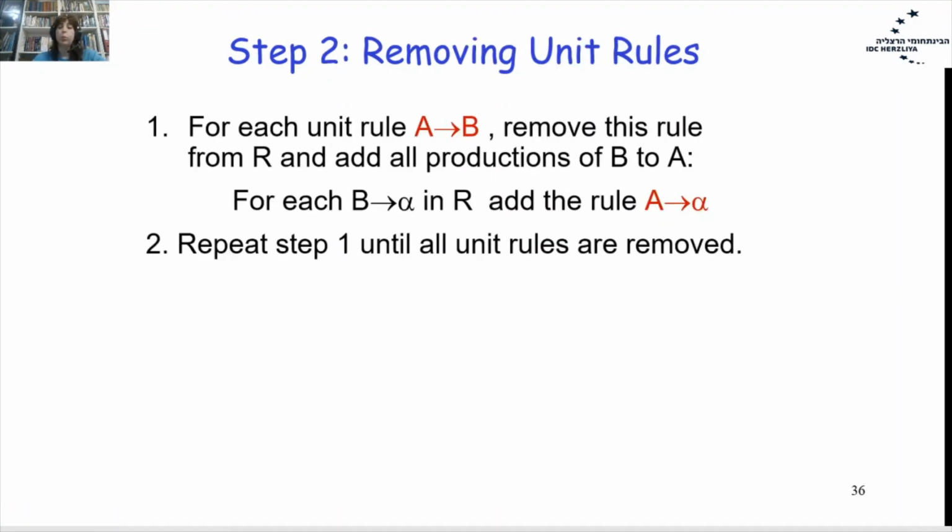Step number 2, we should remove all unit rules. For each unit rule A derives B, we will once again remove this rule from the original set of rules R, and we will add all productions of B to A. So if we had a production rule B derives alpha, now we will add this rule to A. A, instead of deriving B, will derive the right-hand side of B, will derive alpha. And we will repeat this step until all unit rules are removed.